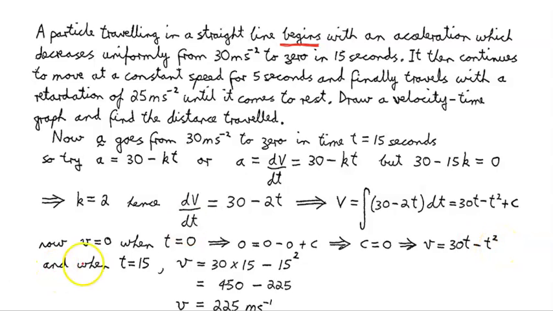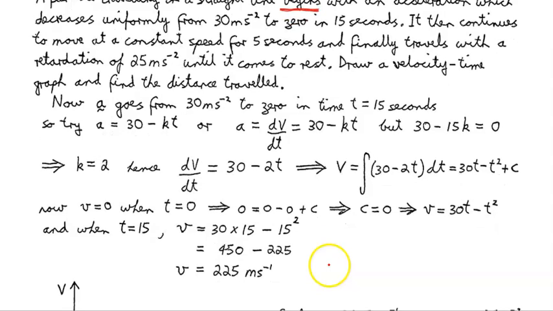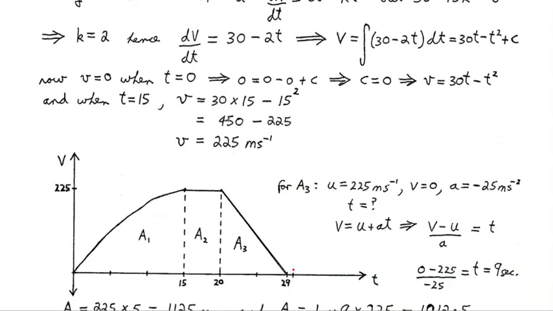And when t equals 15, v equals 30 times 15 minus 15 squared, 450 minus 225, and that will give us 225 meters per second. So after the 15 seconds, the acceleration has gone to 0 and it's now moving with its maximum speed, which is 225 meters per second. So we can start to build a graph now. We have velocity against time.